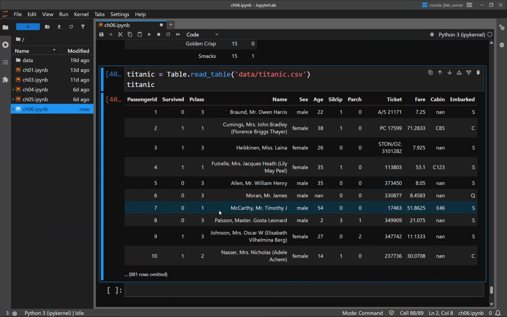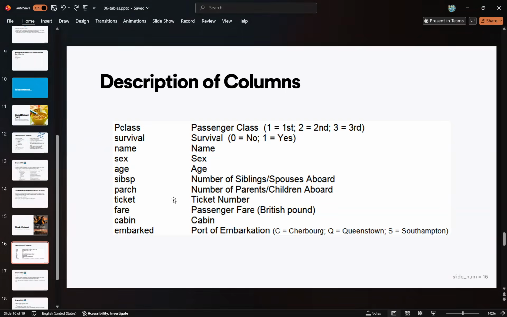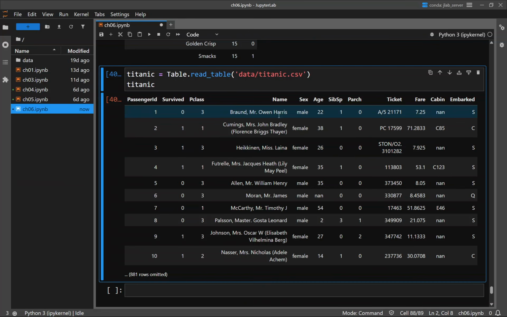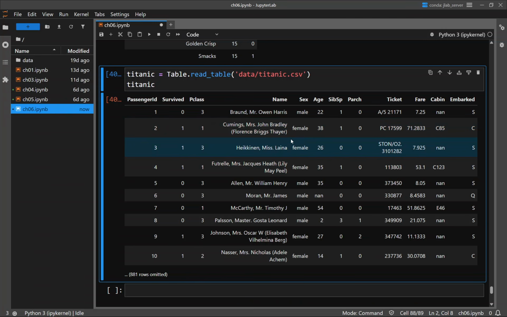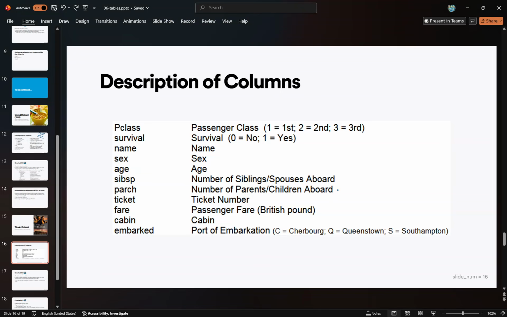Name is their name. Sometimes the name doesn't exist. Sex is male or female. Age is how old they were when they were on the Titanic. Some of these are nans, and so nan, remember, that's kind of like the -1 of the previous data set. Nan just means not a number. Some people do it like that with capitals. Just means not a number. We don't have data for that. We don't know.